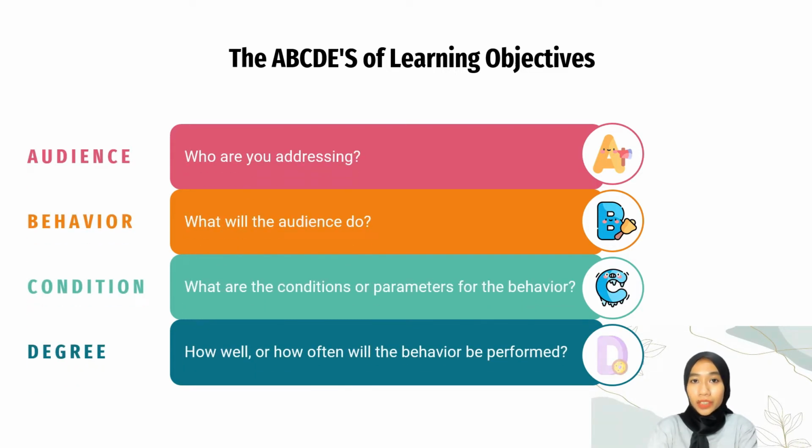D is for degree. How well or how often will the behavior be performed? What degree or level of proficiency is required? How can we measure learning? By the way, if you don't state any, it means 100% accuracy. So, if not stated, it's always applied with 100% accuracy. Common degrees also include speed, accuracy, quantity, or quality.